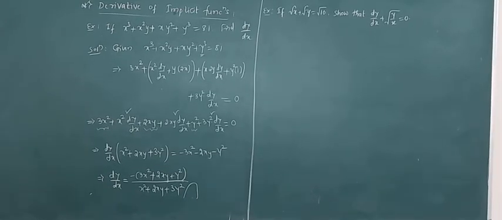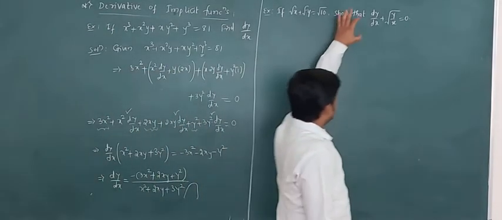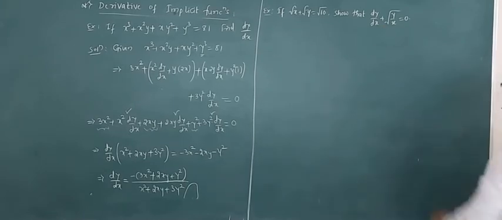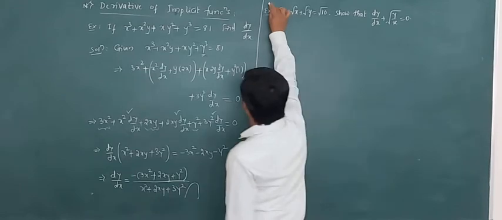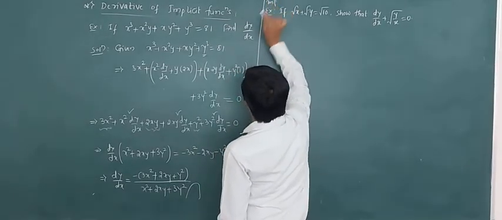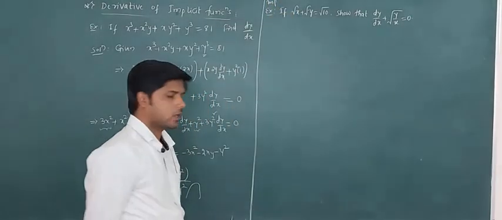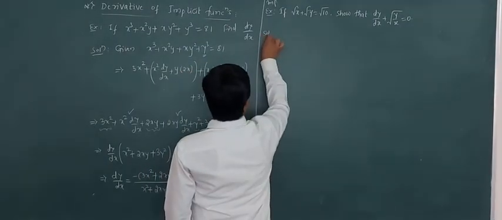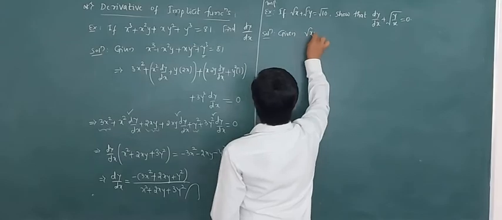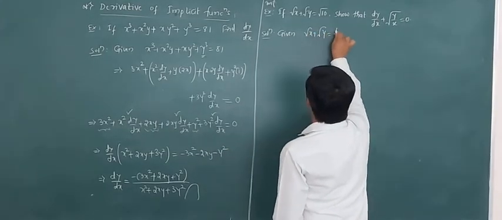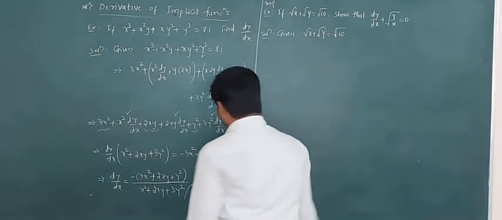So next example: if root x plus root y is equal to root 10, then show that dy by dx plus square root of y by x is equal to 0. This is a very important form. Okay, very important form. Solution: here given, root x plus root y is equal to root 10.